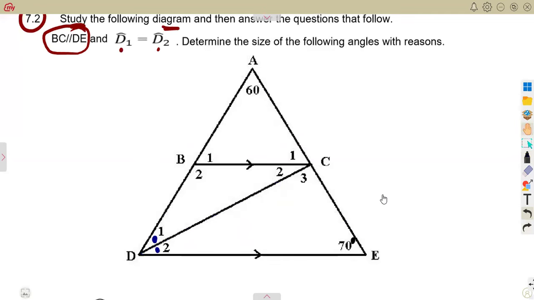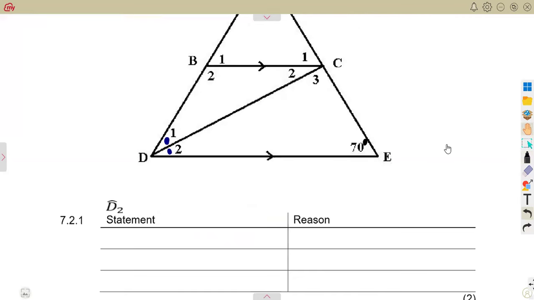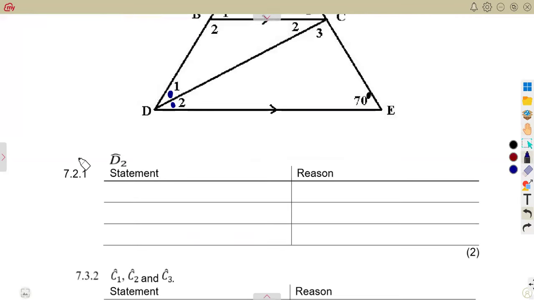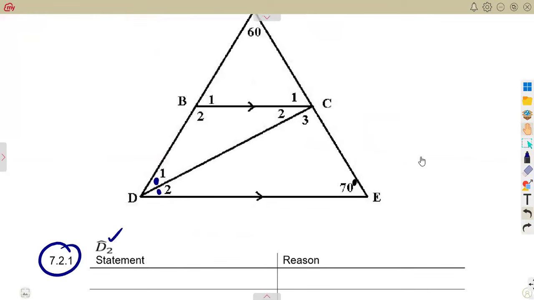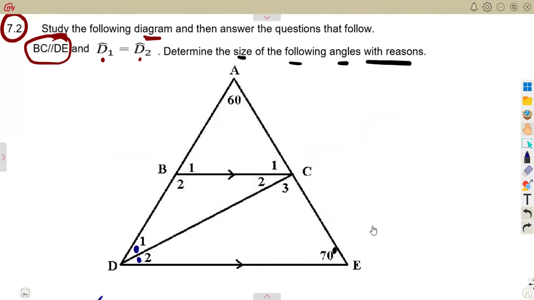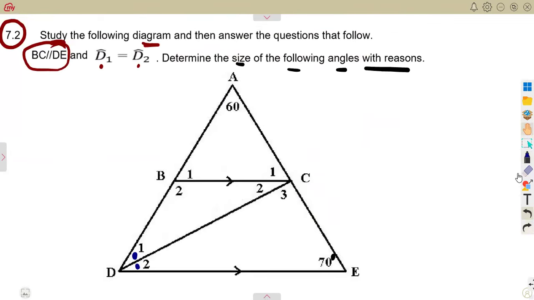Then the question is: determine the size of the following angles with the reasons. 7.2.1, angle D2, and we need the reason for that. Angle D2 is this angle at this point, D2. Remember that we are given that these two angles, D1 and D2, they are equal.